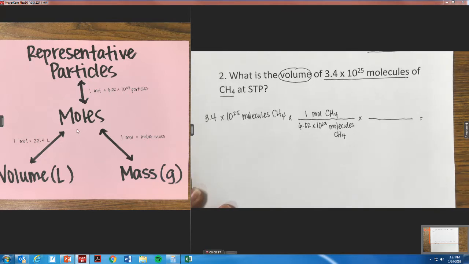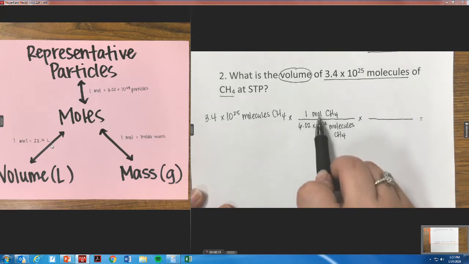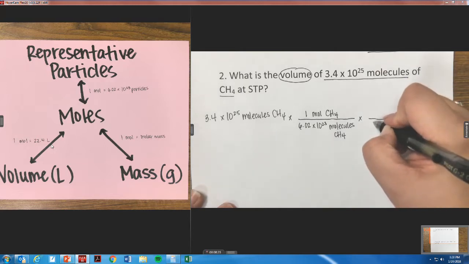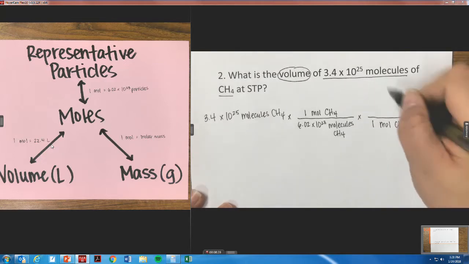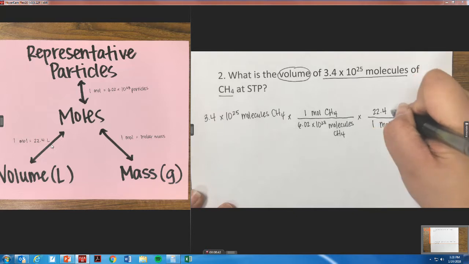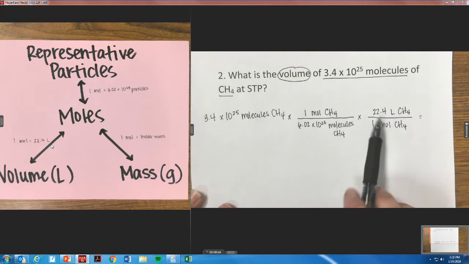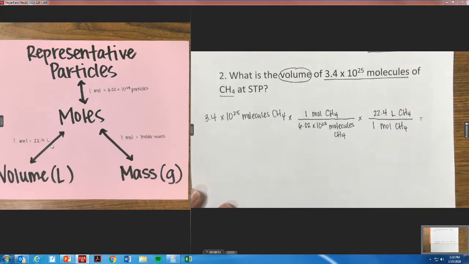Our second conversion factor would be this one right here: 1 mole equals 22.4 liters. Again, which one goes on top, which one goes on bottom? Well, if this is 1 mole of CH4, then on bottom should also be 1 mole of CH4. So our 22.4 liters would be the one that goes on top. And make sure that's correct. Is liters what you're trying to find? Yes, we are trying to look for liters.